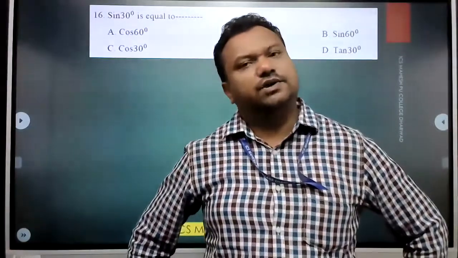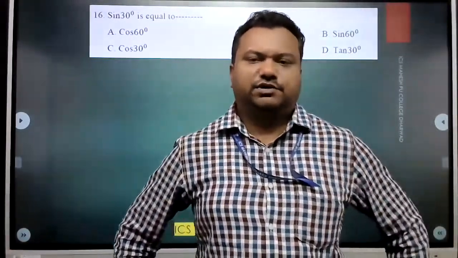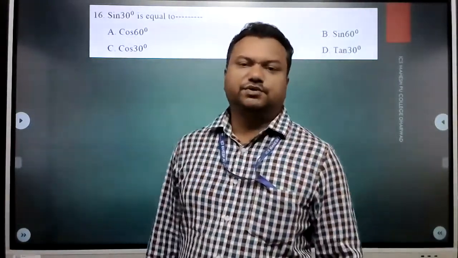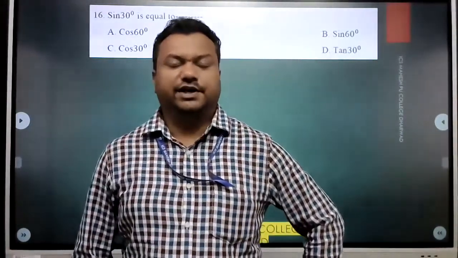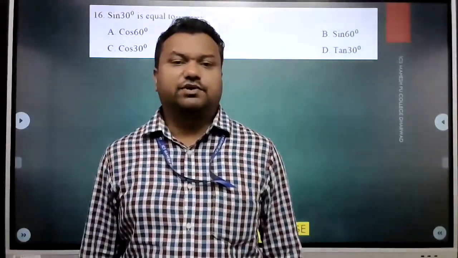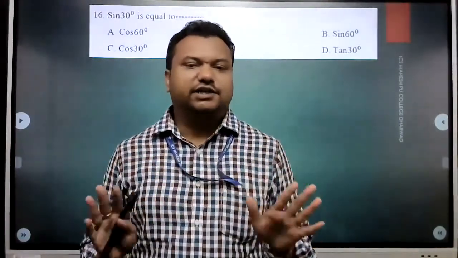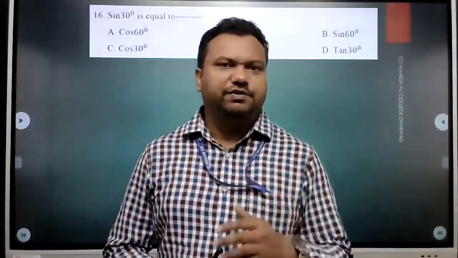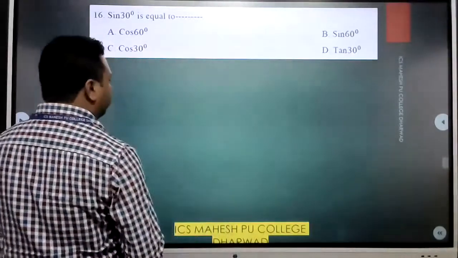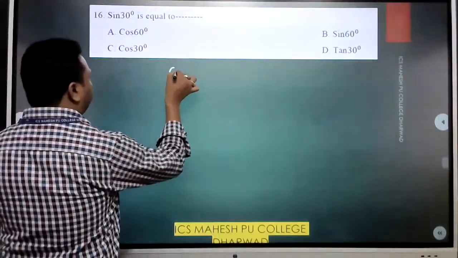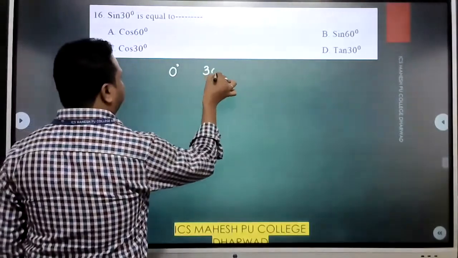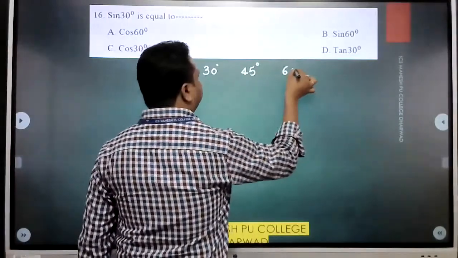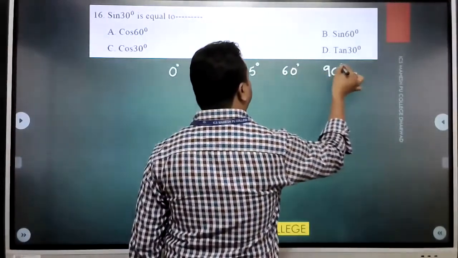Next, what is sine 30 degree? I have already reminded you about this trigonometric function because it will come even in first year science. Trigonometry and its applications will come. So I want all of my dear students to practice that table. For that, I am giving you a small shortcut. I hope it will help you a lot. Please note this. So this is 0 degree, 30 degree, 45 degree, 60 degree, and 90 degree.